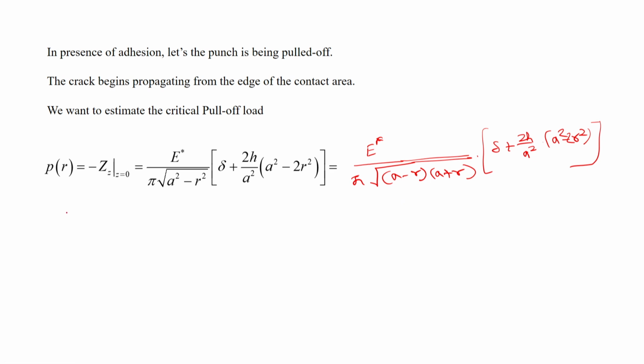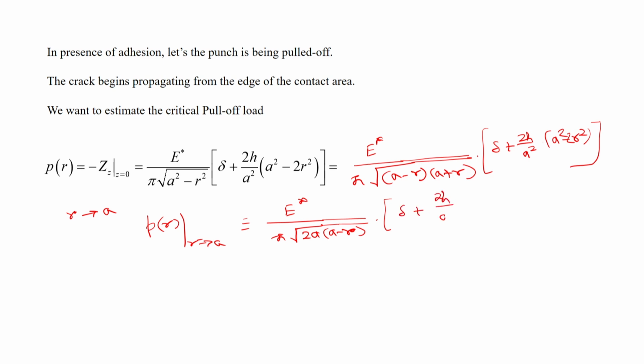So, here at R tends to A, that means towards the edge, what is the stress. So, that is what we would like to find out. So, P at R tends to A will be equal to E star and pi, it is 2 A into A minus R, and here it is delta plus 2 H by A square, and this is A square minus 2 R square, right. So, it is A square minus 2 A square.